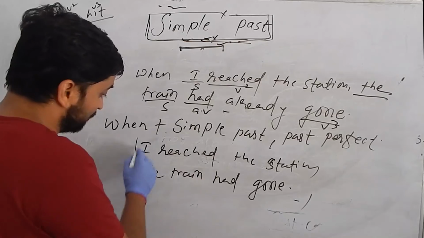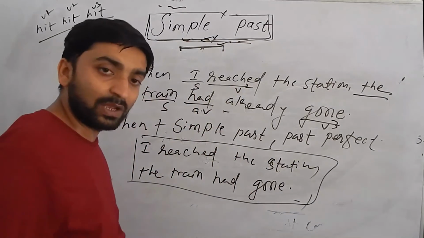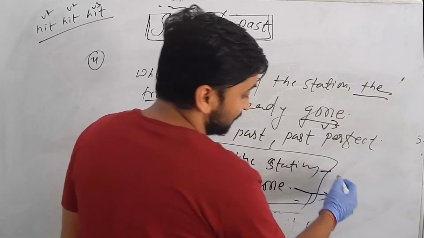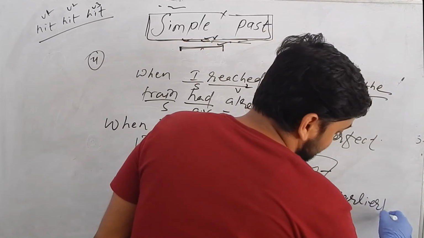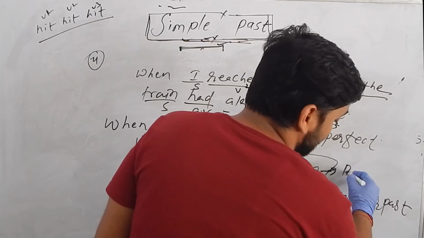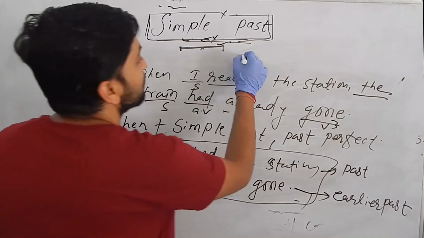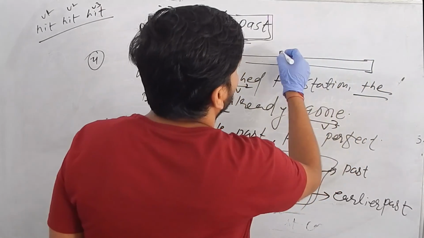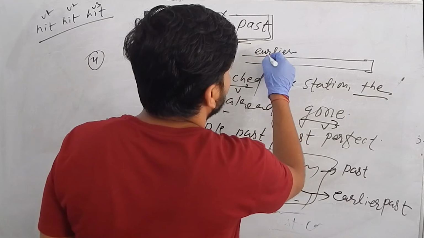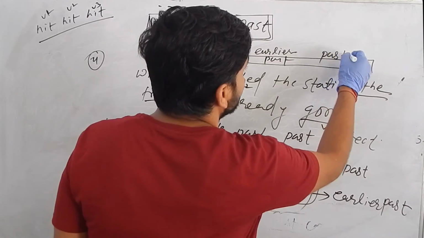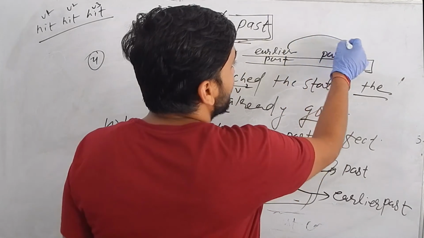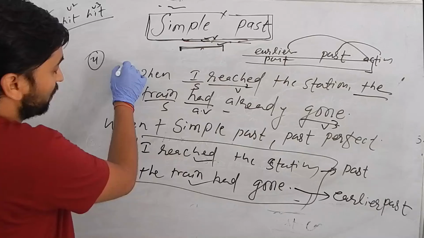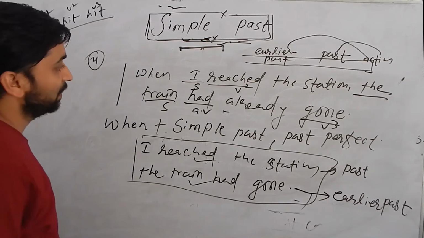Here also two actions have happened. What do we need to distinguish? Which action happened first? When you reached the station, the train had already gone. The train going is the first action. That's why it is called earlier past. What do we call this? Earlier past, and this is past. So actually, if two actions occurred in the past, and one is earlier past and the other is past, then the action that happened earlier is written in earlier past, and the one that happened later is written in past. So this is also another rule for the simple past.